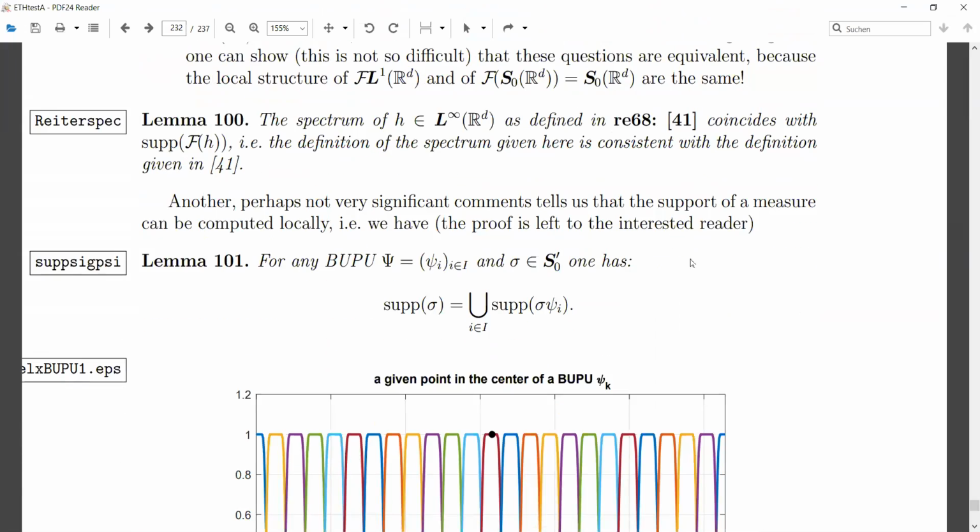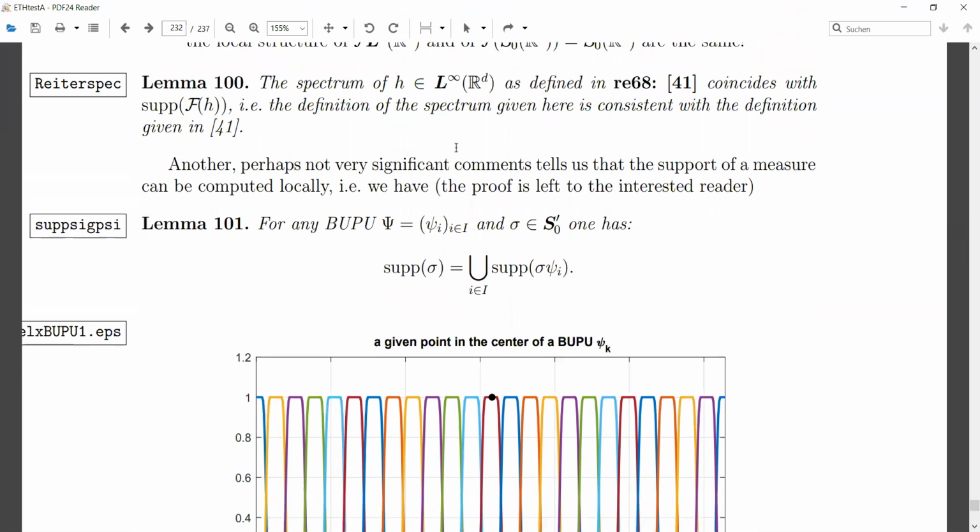I also wanted to mention once more that this indirect definition that I gave was recalling from Hans Reiter's book of a spectrum of an L infinity function. If you view it as an element of a 0 prime, it's an equivalent definition.